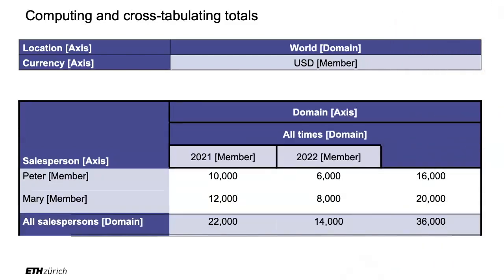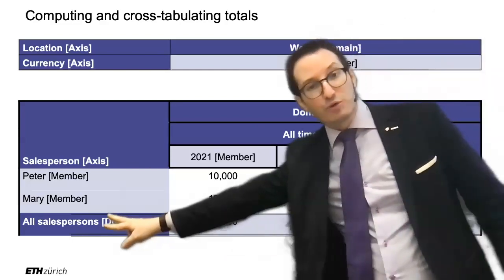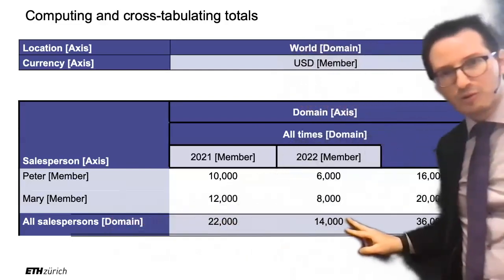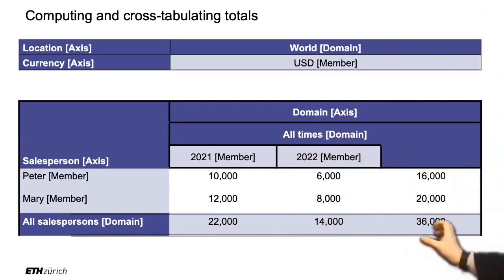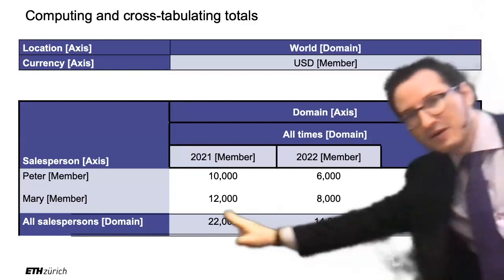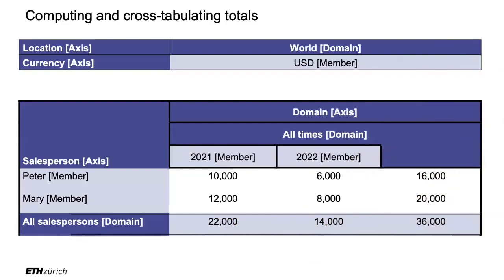Okay, so now what we can do, and again, you can do it in any spreadsheet software with just a few clicks, is prepare totals here for the whole domain of all salespersons, and then the whole period here in that last column. And you have the totals computed automatically, and this is the grand total, right? That is both the sum here and the sum here. And again, you can do it with any spreadsheet software very easily.